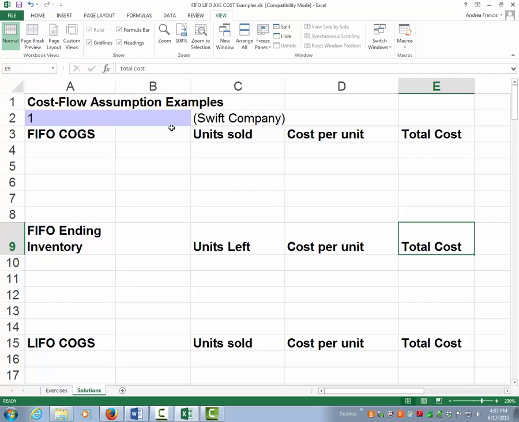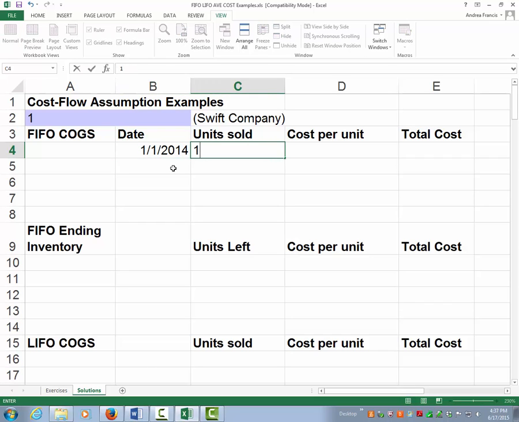So under FIFO, we want to know which units were sold, what's the cost per unit, and so on. It would be easiest if we also put a column here for the date. Right? So remember we said that with FIFO cost of goods sold, the first unit in, which means to be bought, is the first out. So that would mean that our units from January 1st, 14 would be sold first, and that's 100 units at $10 per unit. So we multiply that out to get the total cost.